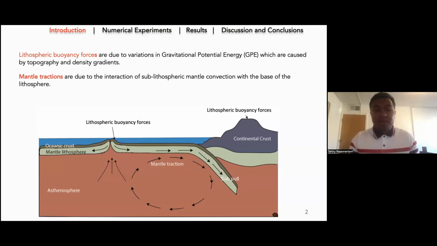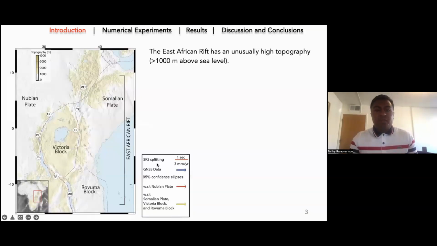And today, I'm gonna focus mainly on the first two forces because the East African rift is remote from slab pull forces. And it is highly debated which one of the lithospheric buoyancy forces or mantle traction is driving the rift. So the East African rift is comprised of four main tectonic plates: the Nubian plate, the Victoria block, the Rovuma block, and the Somalian plate.